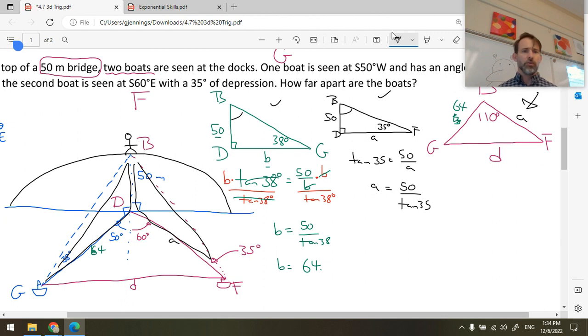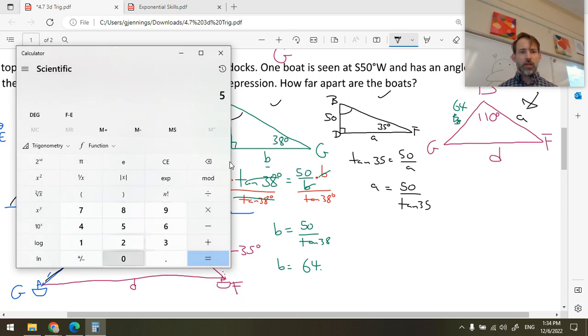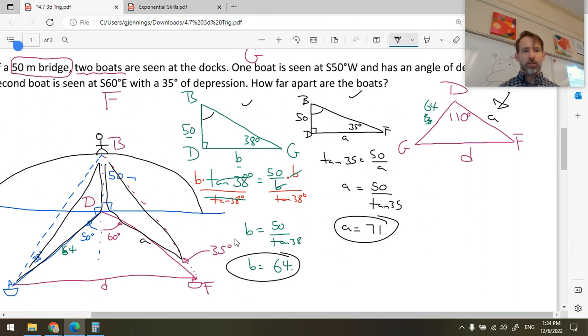So what's that? 50 over tan 35. Opposite over adjacent, right? 50 divided by 35, but I take the tangent of it, equals 71.4. So A is equal to 71. That'll be fine. So there, we've got two unknowns that are now knowns. We can put those onto our diagram. This is no longer A, that's 71. And this is no longer A, that's 71.